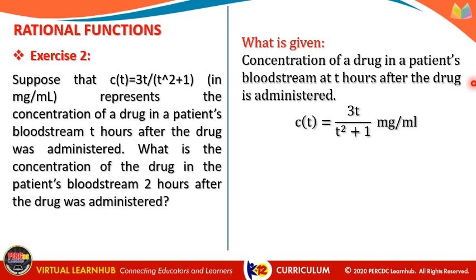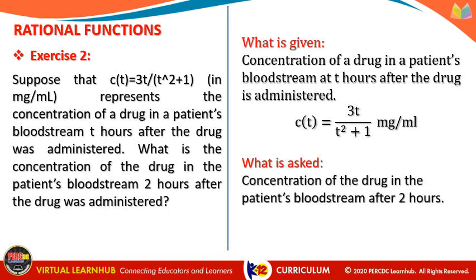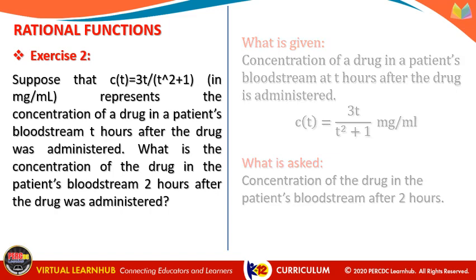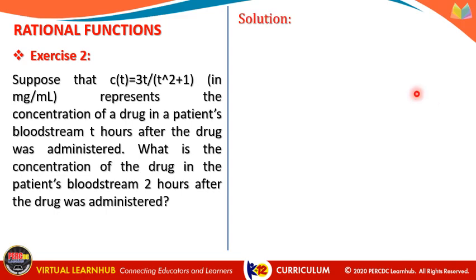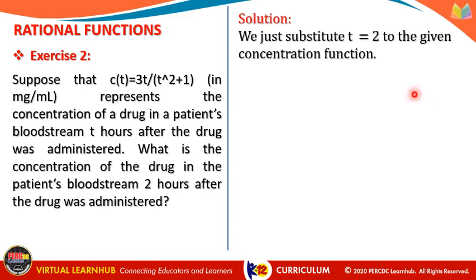Anyways, simple lang naman ang tanong. Hanapin raw natin gaano na karami ang naiwan sa dugo ng pasyente after 2 hours. So, yun yung tinatanong. What's the concentration of the drug in the patient's bloodstream after 2 hours? As mentioned kanina, mas maikli yung solution natin kasi hindi na natin kailangan pang kunin yung function. At least, alam na natin. So, ang gagawin na lang natin, i-substitute lang natin yung t sa t na nasa function. So, magiging ganito lang siya.